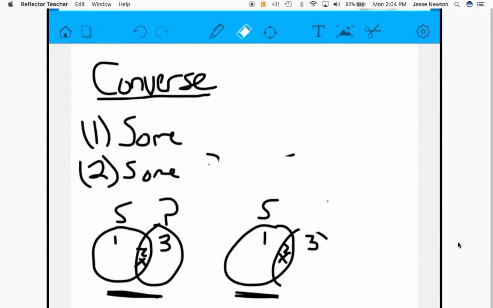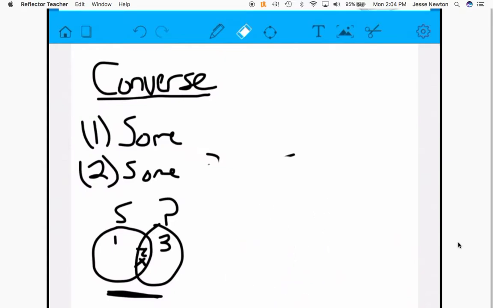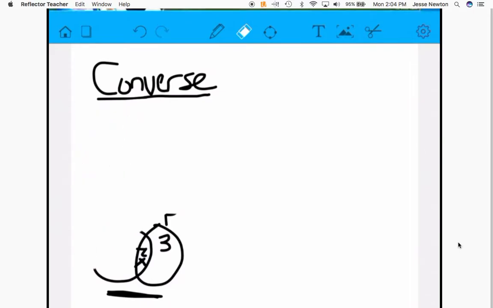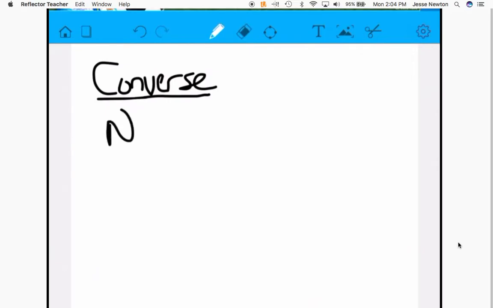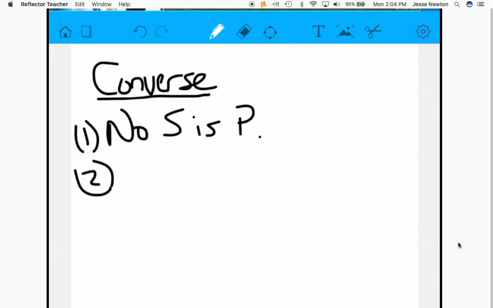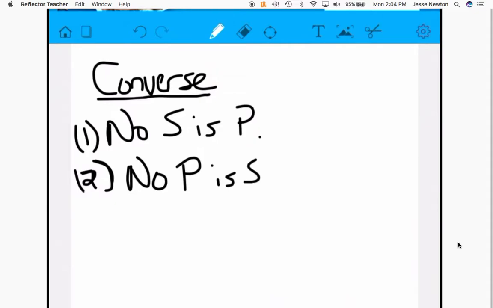All right, so we know that an I-form proposition, its converse is in fact logically equivalent. Well, what about, let's say, an E-form? No S is P. This is going to be our first proposition. And then our second one, in order to form its converse, we'd say no P is S. Are these going to be logically equivalent?